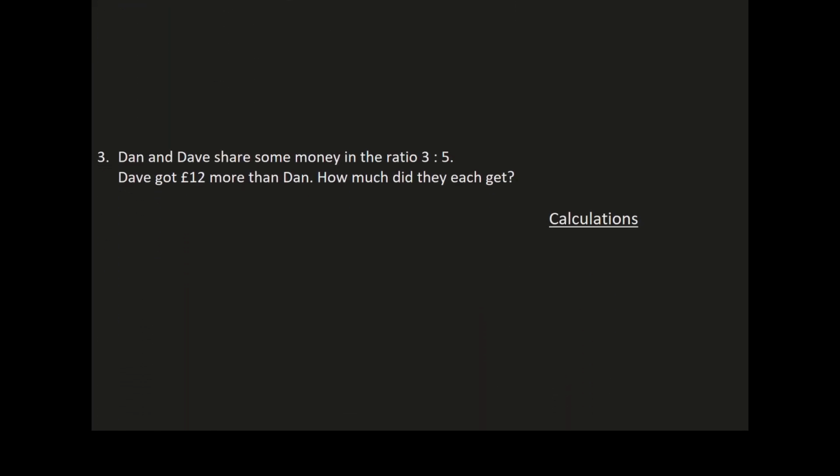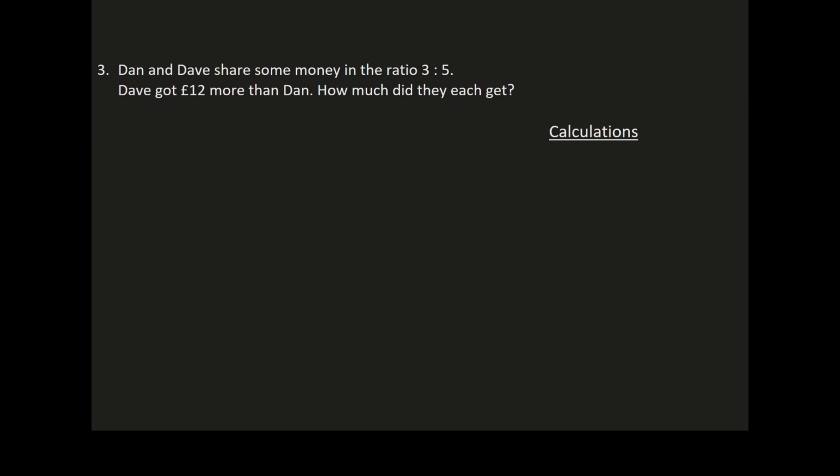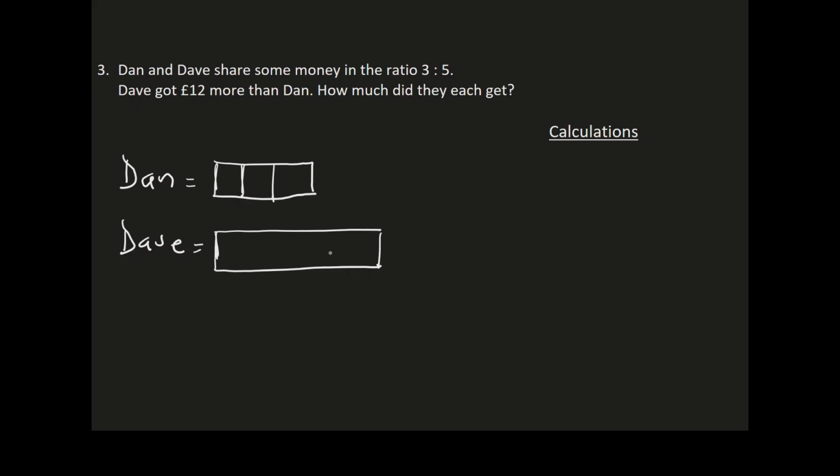Our third question says Dan and Dave share some money in the ratio 3 to 5. Dave got £12 more than Dan. How much did they each get? Still using my bar model, Dan and Dave. What's the ratio for Dan? That's 3. So I have my bar model 3. And the ratio for Dave is 5. Make sure they are equal.